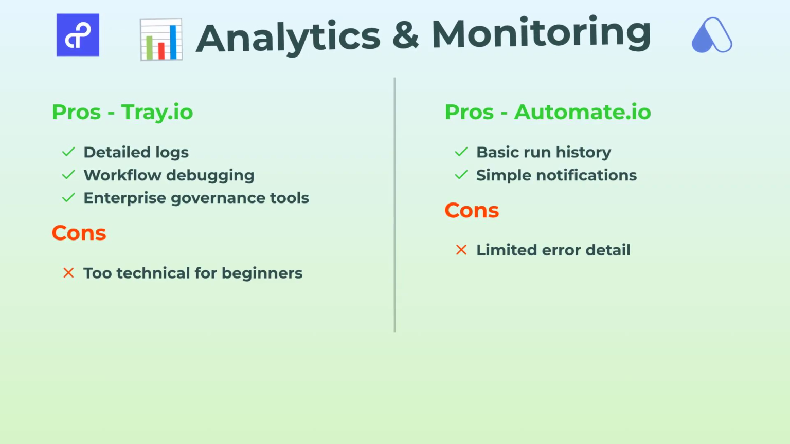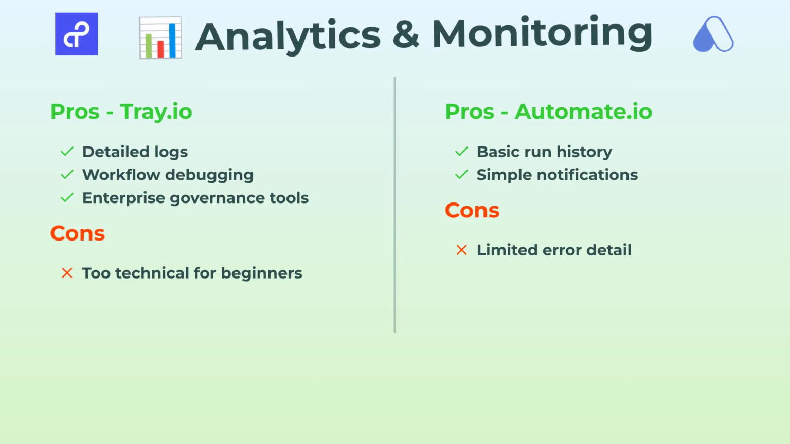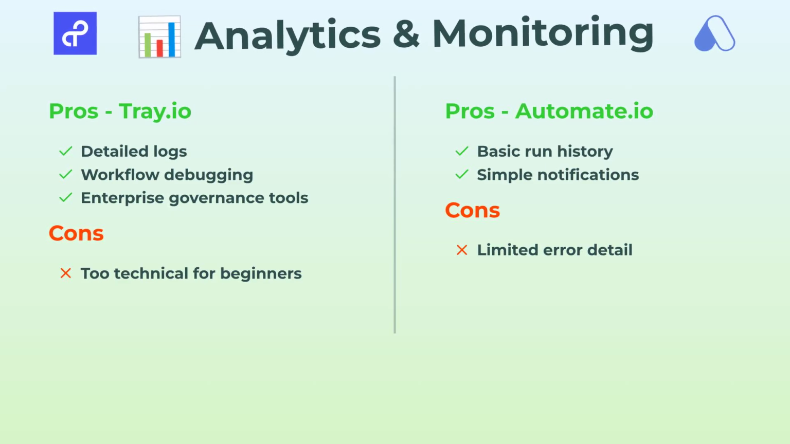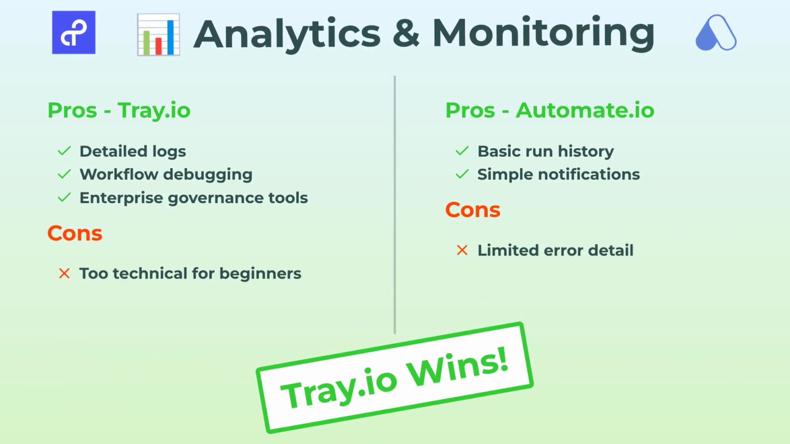Automate.io pretty much just has run history and notifications. Nothing crazy, but it covers the essentials. Still, Tray.io absolutely owns this category for power and detail.